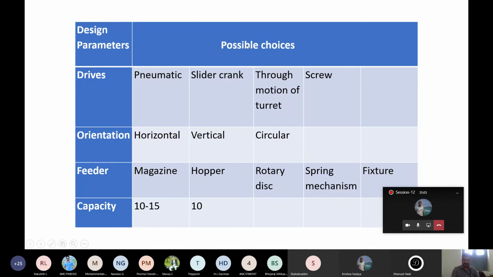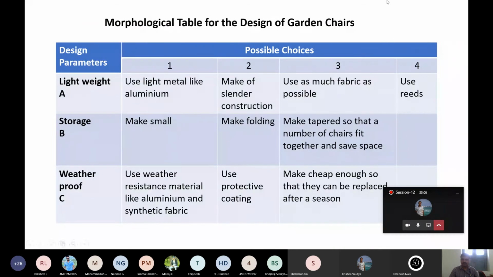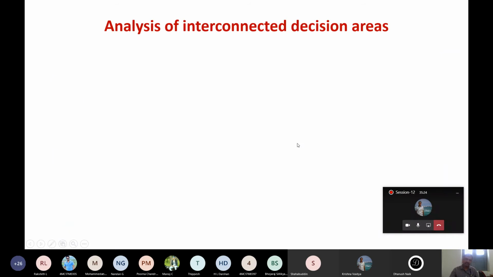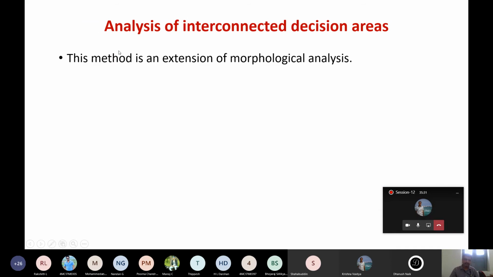In the previous case, as you told, there are 36 solutions. Not all 36 are feasible, because of many reasons. Out of 36, only 6 may be feasible. The remaining 30 may be not feasible or not workable solutions. So this method is useful to segregate workable solutions and not workable solutions. This method is an extension of morphological analysis.